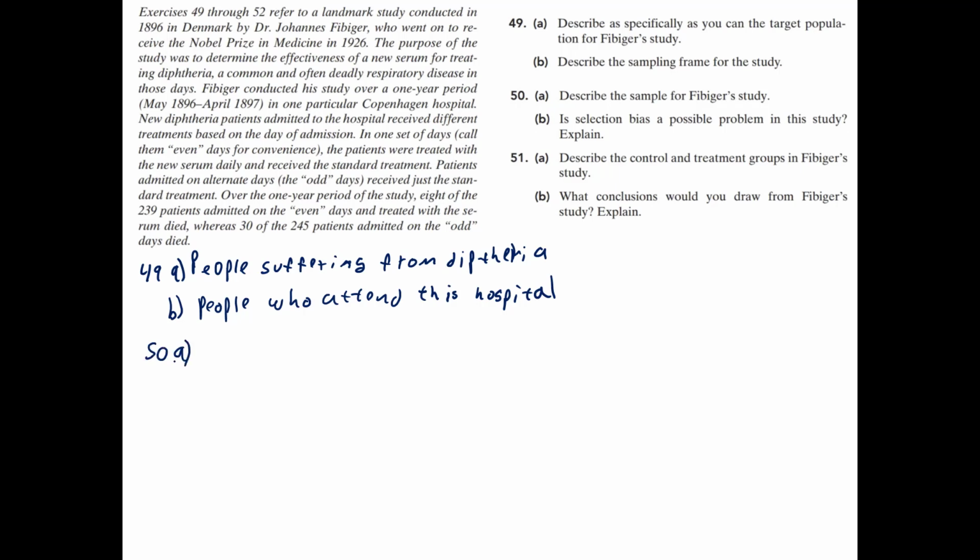50A. Describe the sample of Fibiger's study. So we had 239 on the even days, and we had 245 on the odd days. 484 patients from this hospital.